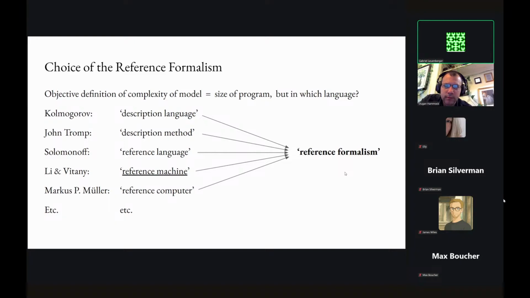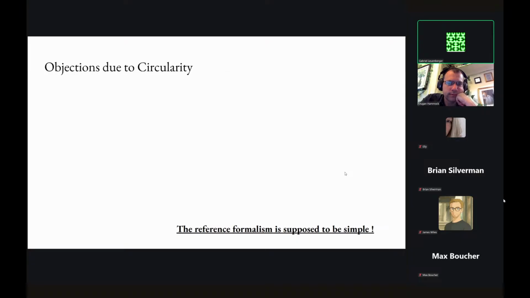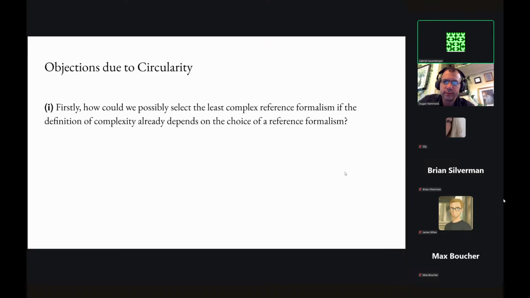So the question is, well, which reference formalism should we choose? And there's this claim in general by various people that the reference formalism is supposed to be simple, but this claim leads to some confusion generally. I'll get to that. There are some objections about that usually. So firstly, how could we possibly select the least complex reference formalism if the definition of complexity already depends on the choice of a reference formalism?